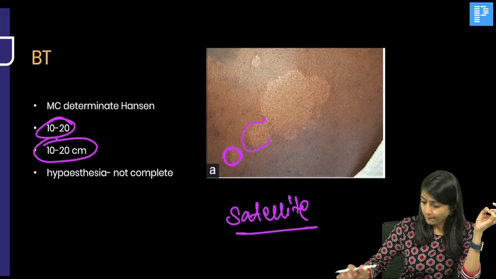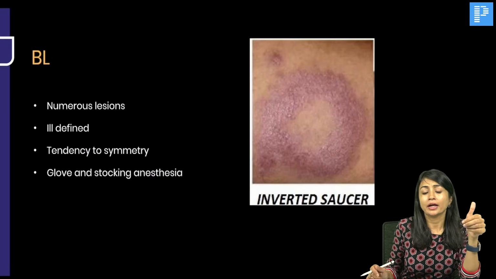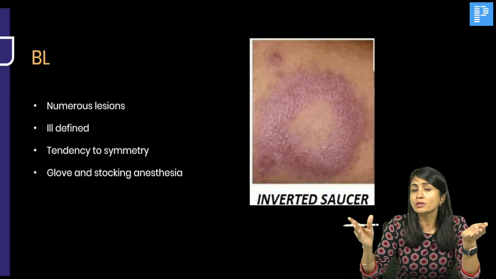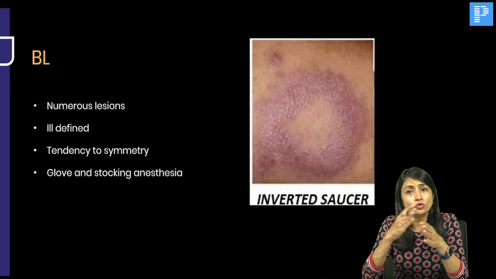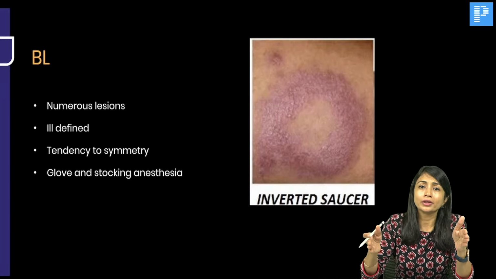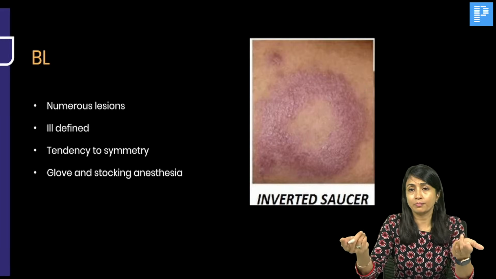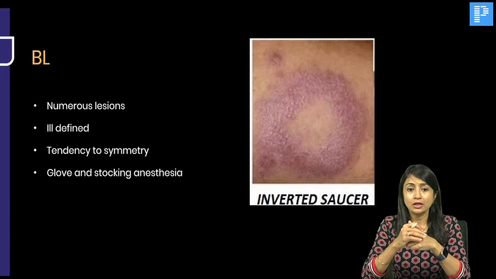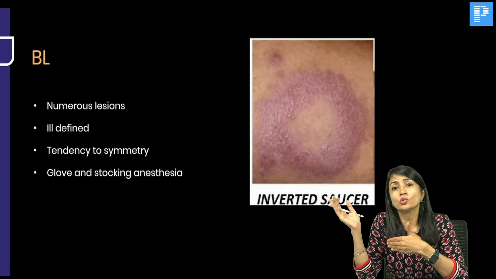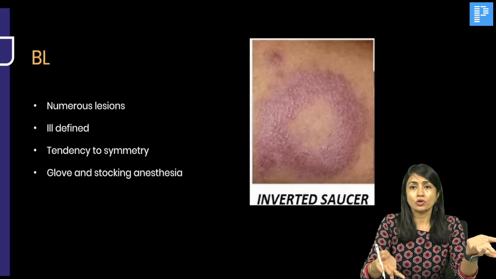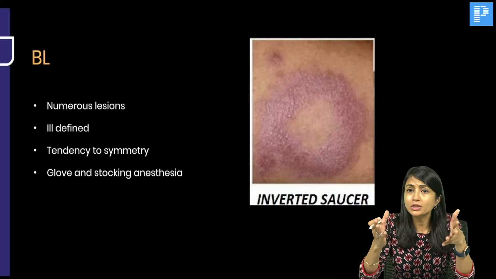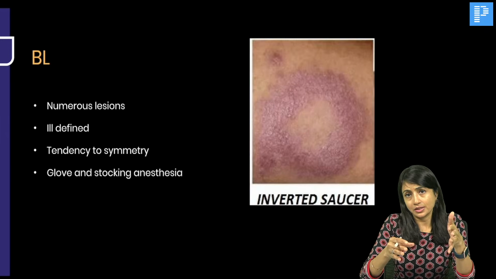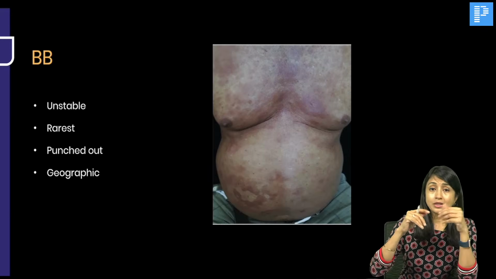Okay, clear? Good. BL on the other hand presents with numerous lesions which tend to be symmetrical but not completely symmetrical. So, you have numerous small lesions, and if you look at the lesions, they show inverted saucer appearance, and if you examine the patient, you have glove and stocking anesthesia. BL Hansen is when the bacillary load is very high and immune response is not able to capture it. So, you see numerous lesions, inverted saucer appearance, glove and stocking anesthesia. Clear?